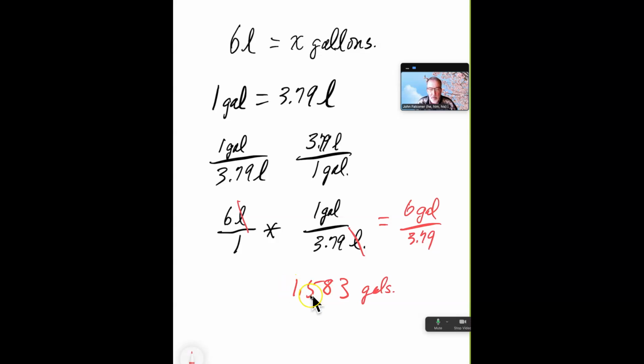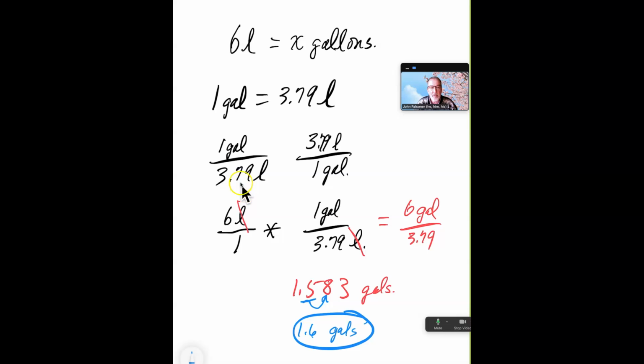And if we want to round this to the nearest tenth, we're going to underline the number in the tenths column and look at the number next to it. And if the number next to it is 5, 6, 7, 8, or 9, we're going to increment this number by 1. So our final answer will be 1.6 gallons. So that is how we convert it.